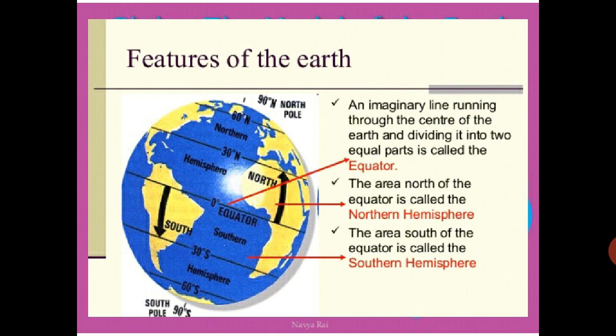Now, a feature of the earth: an imaginary line running through the center of the earth and dividing it into two equal parts is called the equator. See, this is also an imaginary line passing through the center of the earth.